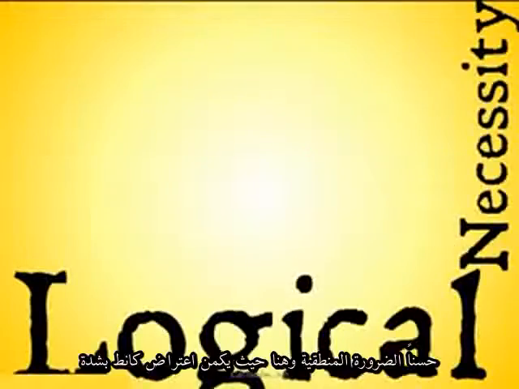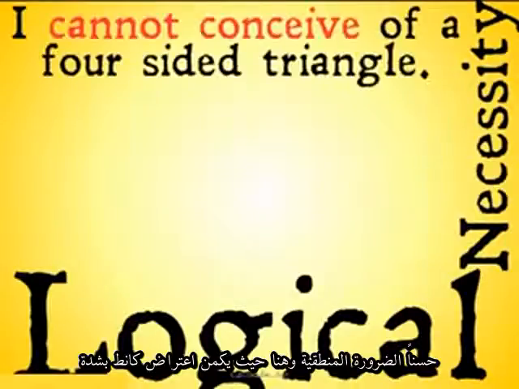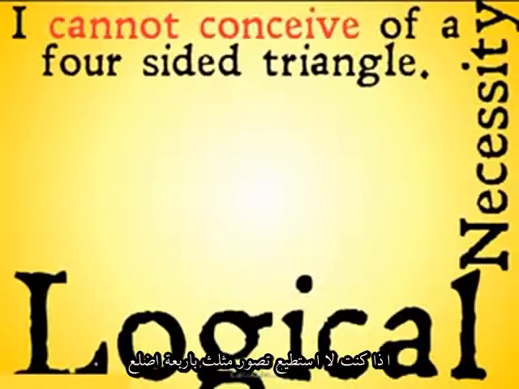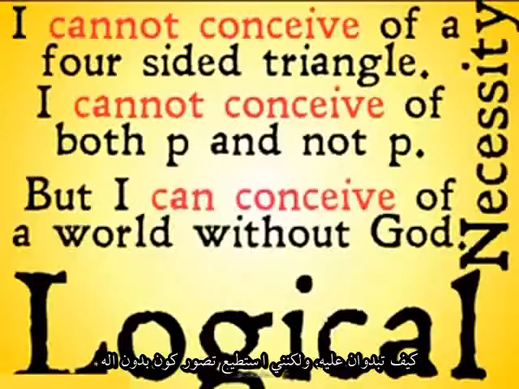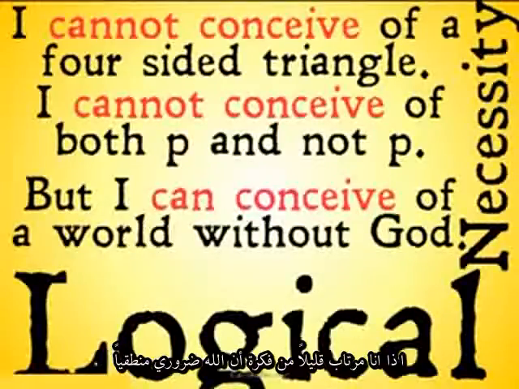So, logical necessity. Here's where Kant really strongly objects. So I cannot conceive of a 4-sided triangle. I cannot conceive of both P and not P. I don't even understand what either of those things would look like. But it seems that I can conceive of a world without God. So I'm a little worried that God would be logically necessary.